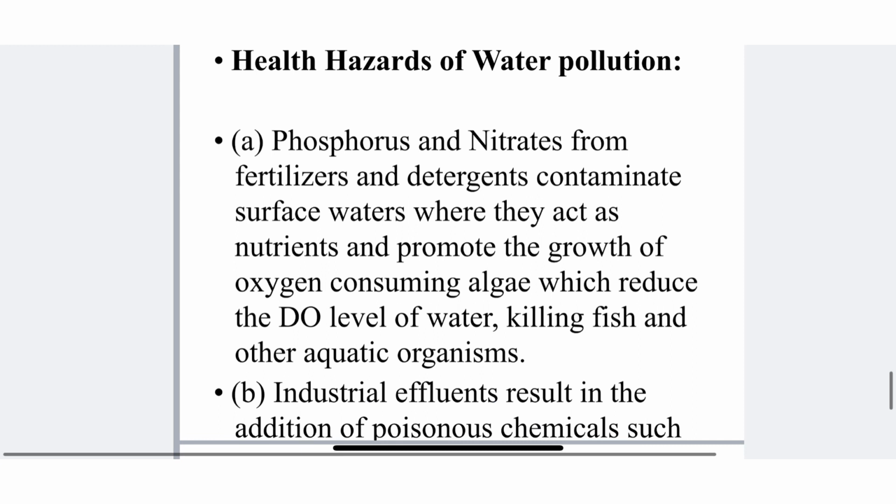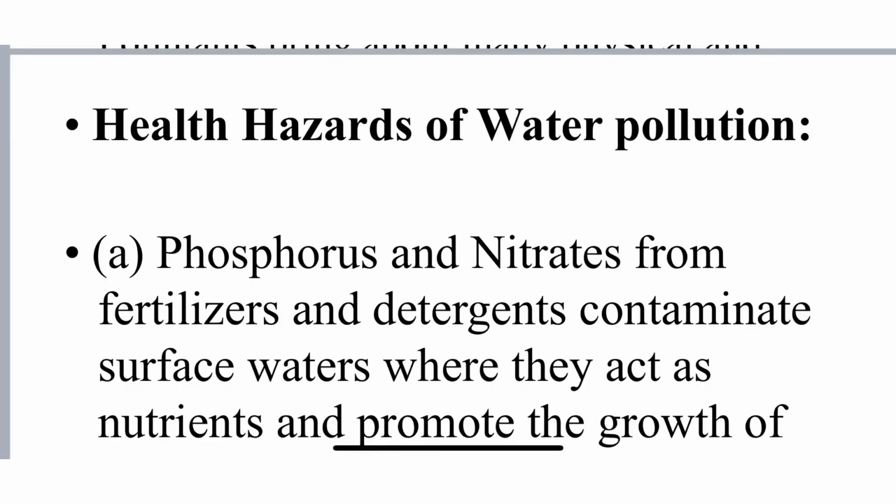If I talk about the health hazards of water pollution, phosphorus and nitrate from fertilizers and detergents contaminate surface water and act as promoters of oxygen-consuming algae, which reduces the oxygen in water, killing fish and aquatic organisms. So now you see phosphorus and nitrates work as fertilizer, and detergent contaminates the water. They promote the growth of algae and kill the fish and other aquatic animals. So this is an important hazard. If we are adding chemicals artificially to the water, the aquatic animals are in danger.